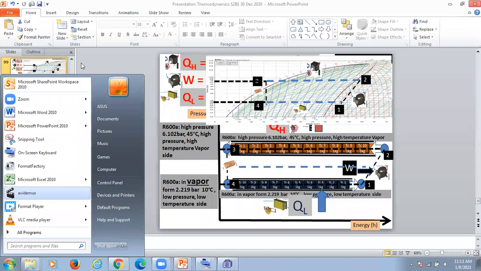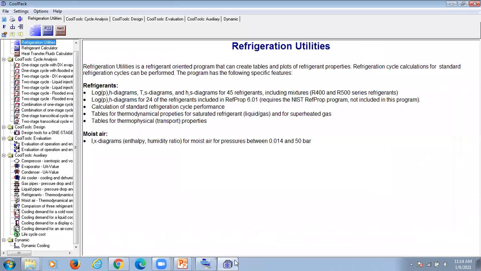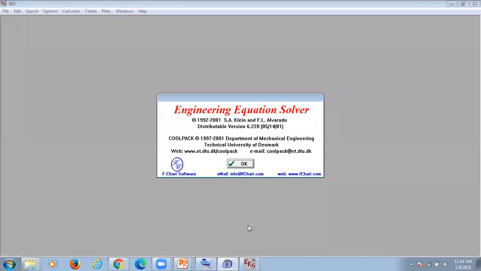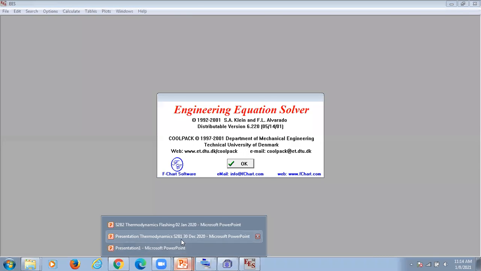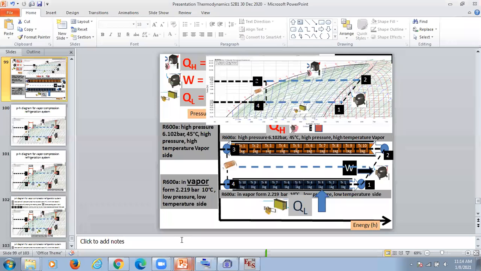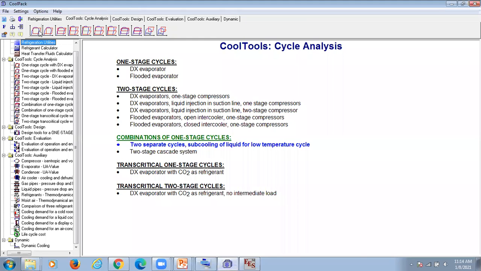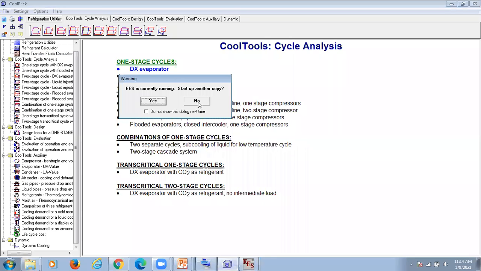So for further explanations, for better understanding, I'm using the cool pack. Okay, cool pack, and let me draw the same cycle like what you have learned here. Let me draw a similar cycle to what we have drawn here, but this time it is a bit more professional and technical.